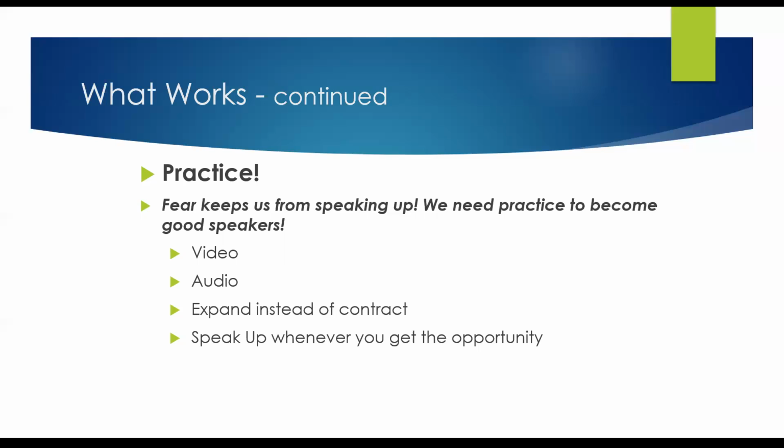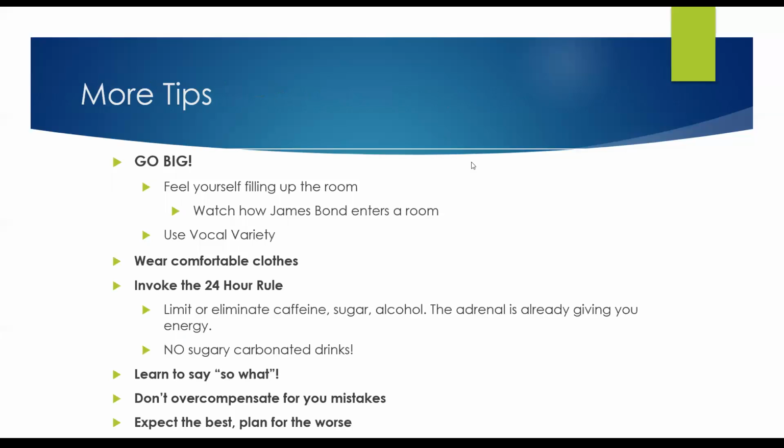You want to think about expanding when you're speaking instead of contracting. Contracting makes us look nervous. When you're feeling nervous, kind of get a little bigger, make your voice a little louder, stand a little taller, feel yourself taking up some space in the room. And of course, speak up whenever you get the opportunity. And these are my final tips. Go big. That's the difference between contracting and expanding.